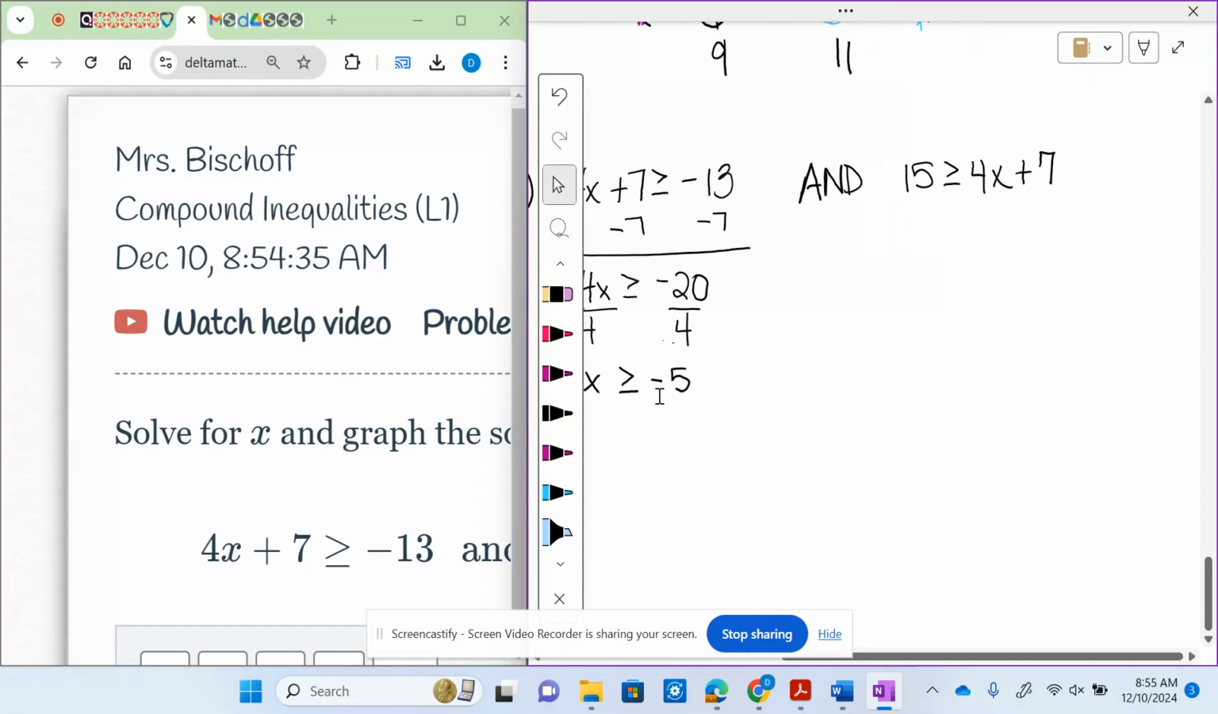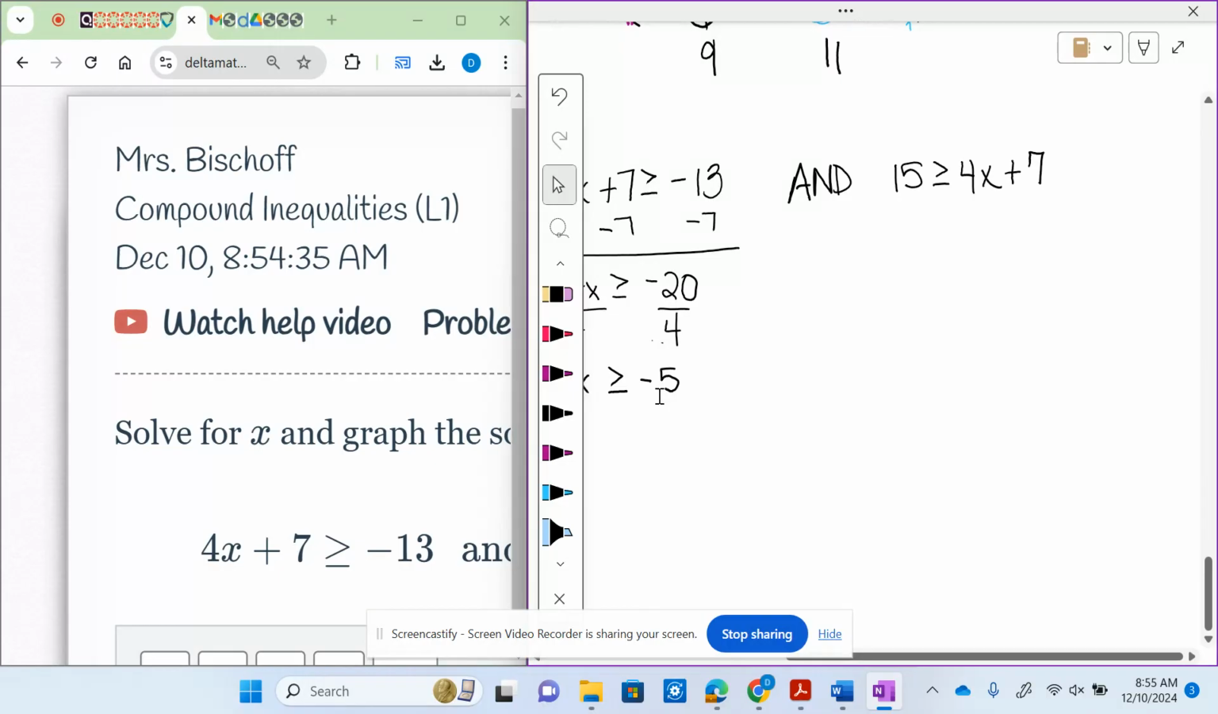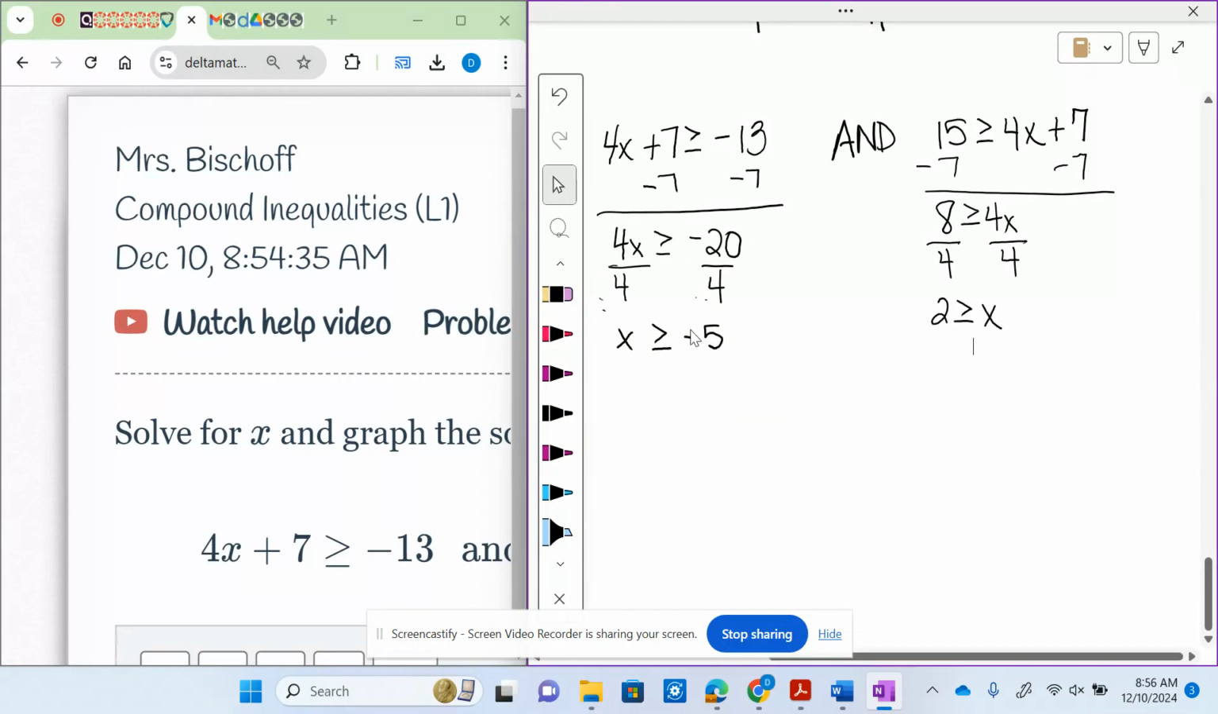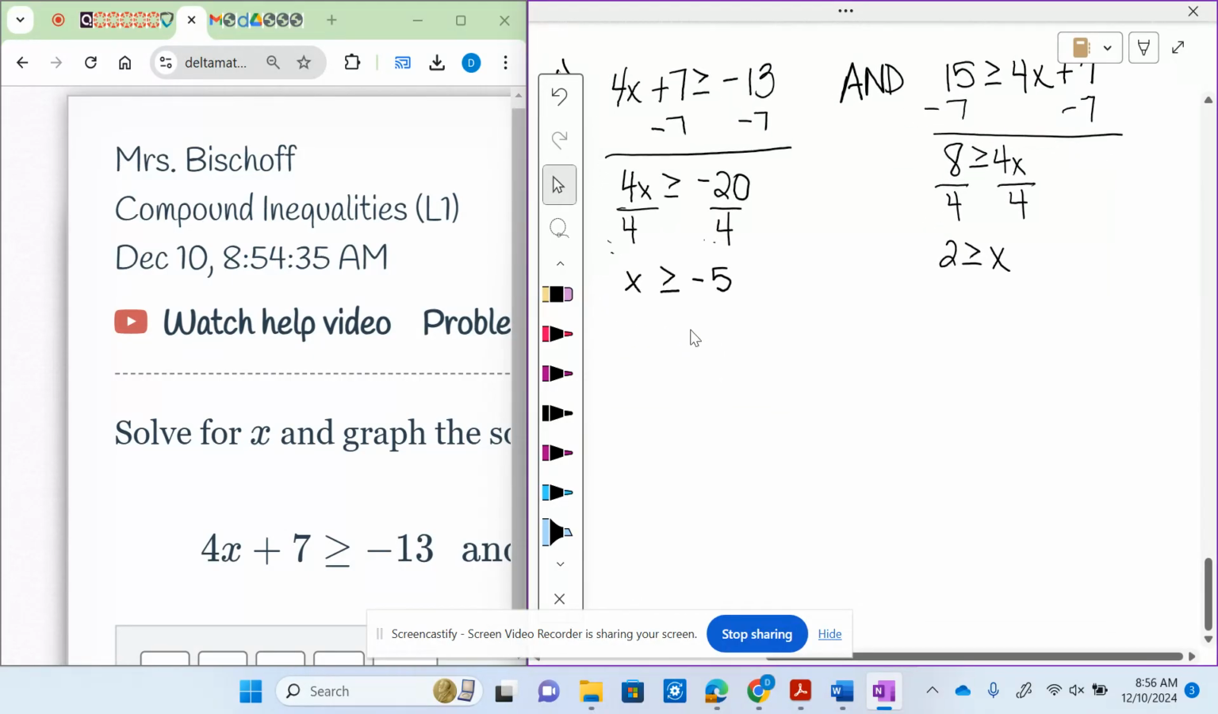Okay. Avery, I want you to look at the next example. 15 is greater than or equal to 4x plus 7. What would you do first? Yes, ma'am. Subtract the 7 from both sides. So 8 is greater than or equal to 4x. What would you do now, Avery? Divide both sides by 4. 2 is greater than or equal to x. Avery, I want the x variable to come first. So say it again. Yeah, flip your sign to make x come first. X is less than or equal to 2.